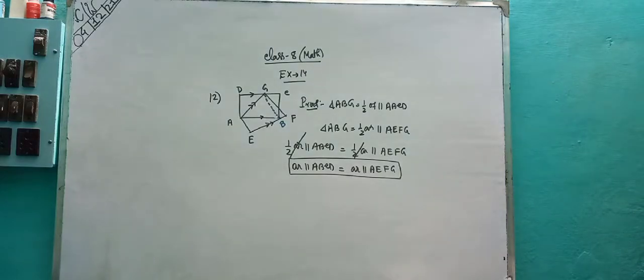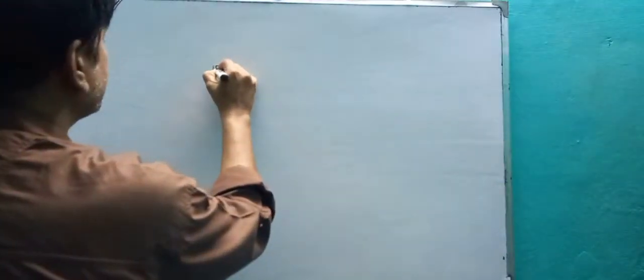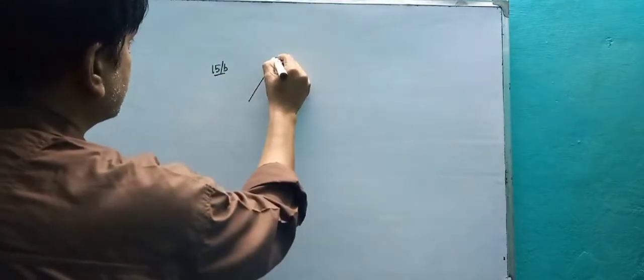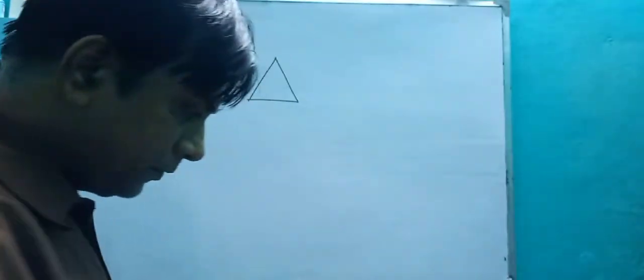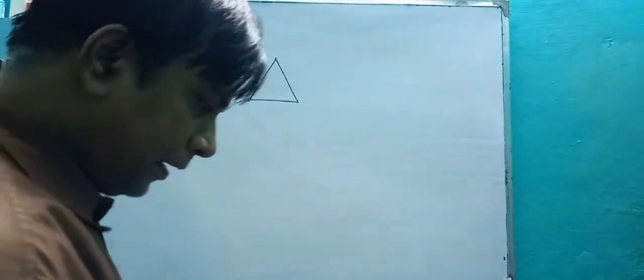Suppose question number 15b. I'll discuss with you question 15b. Second figure, you draw the picture. This is the triangle. The perimeter of the triangle is given, and the lengths of the altitudes are AM, BN and CL.